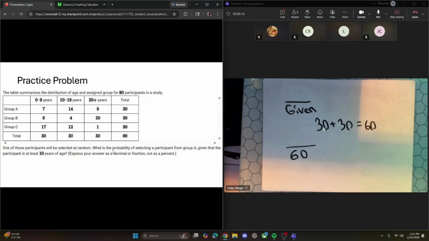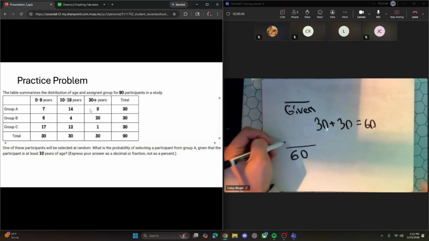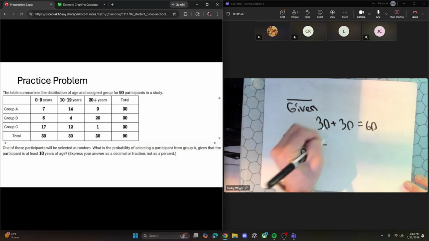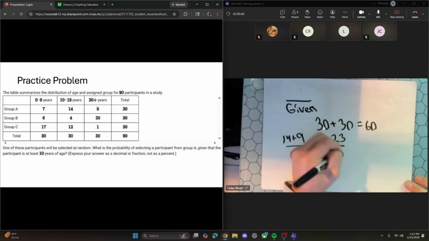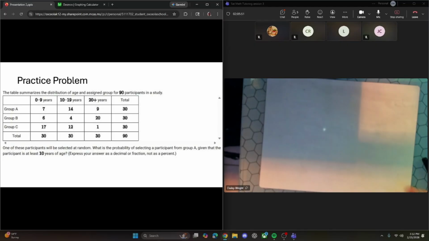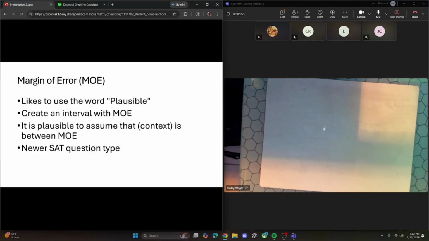So it's asking what is the probability of selecting a participant from group A. Now, it's not going to be 30 over 60, which is the total amount in group A, because 7 of those are 0 to 9 years. You want to subtract that 7 out because it's given that the participant is at least 10 years of age. So 14 plus 9 is all of yours from group A for the problem. This equals 23 over 60. So that's how you would get the answer to that problem, and the final answer was 23 over 60.